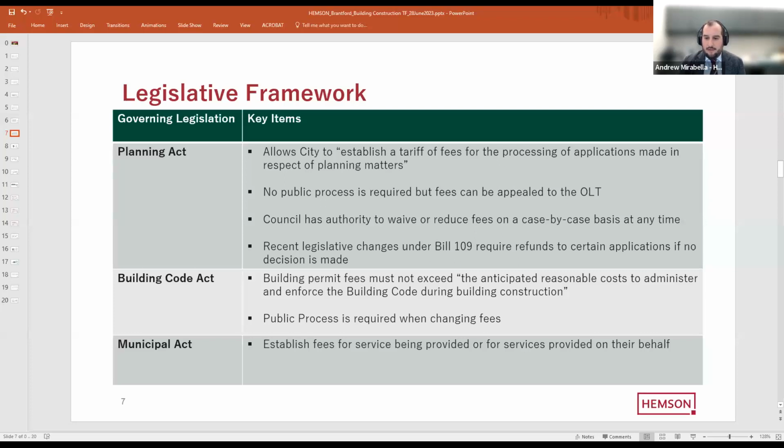The Building Code Act is very similar to the Planning Act in terms of identifying the reasonable cost to administer the building code. There is a public process required, so moving forward, if the fees were to be implemented, we would have to undertake a public meeting for the building code. And some of the other fees, particularly for engineering, would fall under the Municipal Act, which covers general fees for providing services on the municipality's behalf.